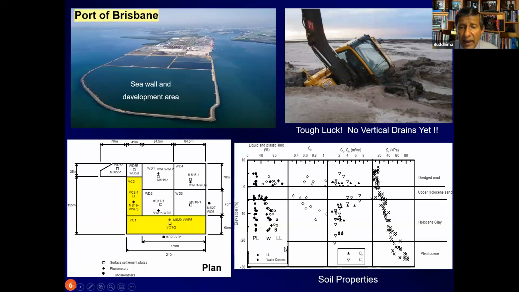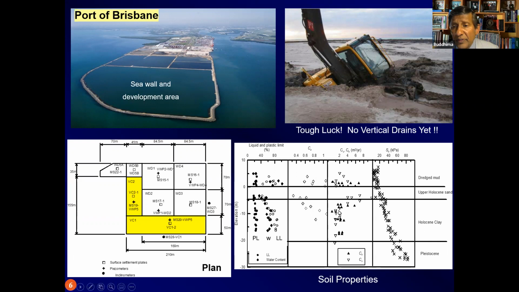You can see that the water content of the upper Holocene clay, approximately 5 to 10 meters below the surface, is very close to the liquid limit. In other words, the soil exists at that depth almost like a slurry. So extremely soft, in other words.